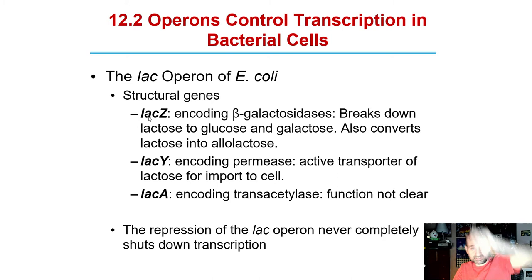Those genes are lacZ, which encodes beta-galactosidase, which breaks down lactose to glucose and galactose. So remember, lactose is a disaccharide of glucose and galactose. Well, beta-galactosidase breaks the glycosidic bond between the glucose and the galactose. It separates the monosaccharides from one another, right? It also, this is important, converts some of the lactose into allolactose, kind of an isomer of lactose, if you will.